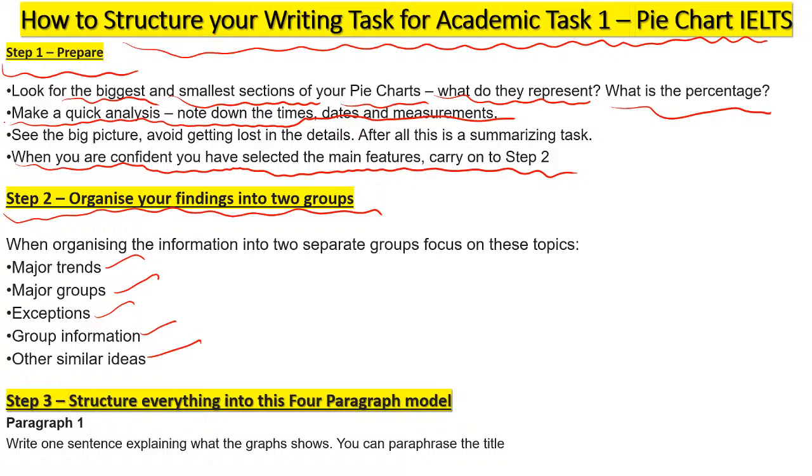So the next step is to structure everything into the four paragraphs model. You need to structure everything in the four paragraphs model. Write one sentence explaining what the graph shows. You can paraphrase the title.